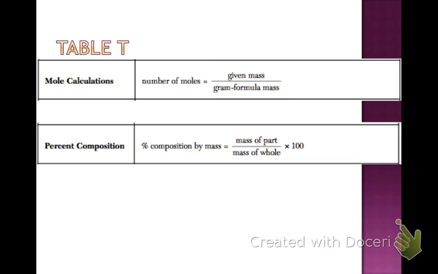We'll also need to know percent composition. So percent composition will just be the percent, which is equal to the part over whole times 100. In this case, we're dealing with mass. So the mass of the part can usually be found from the periodic table, the mass that I just showed you for carbon, hydrogen, and oxygen. And the mass of the whole will generally be given to you in the problem. Don't forget to multiply by 100.